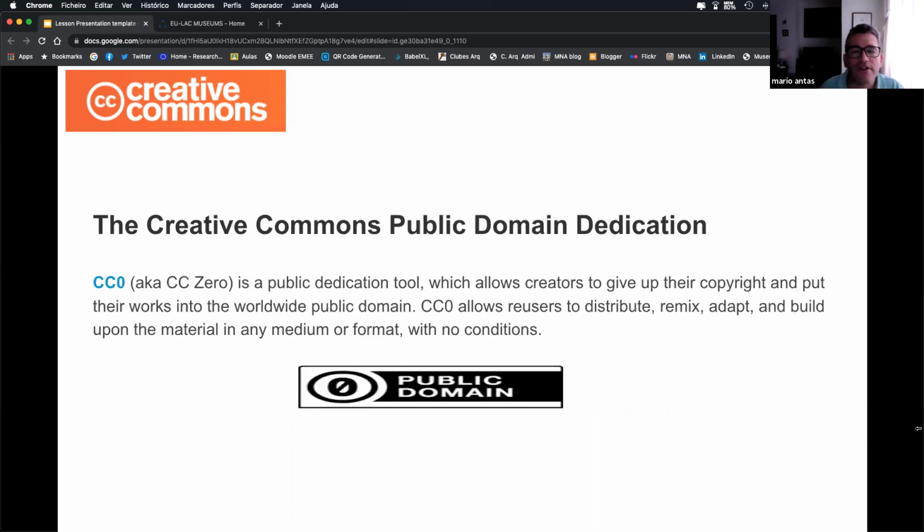And of course, there is also the CC0, and the CC0, what we call the public domain, is a public dedication tool that allows creators to give up their copyrights and put their works into the worldwide public domain. So users, or reusers in this case, can distribute, remix, adapt, or build upon the material in any medium or format with no conditions.